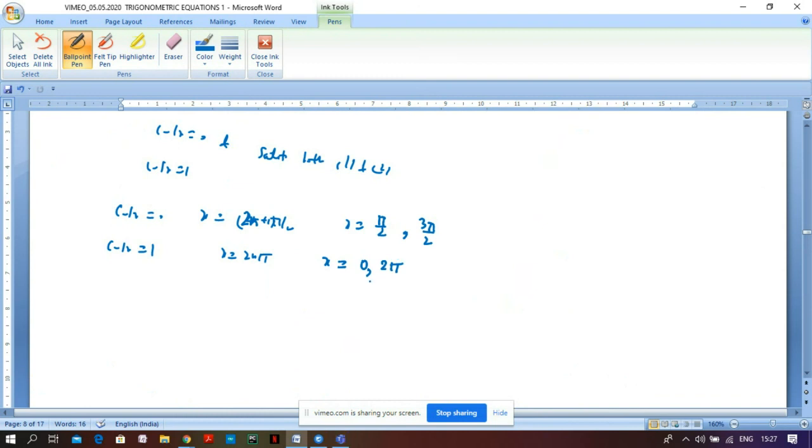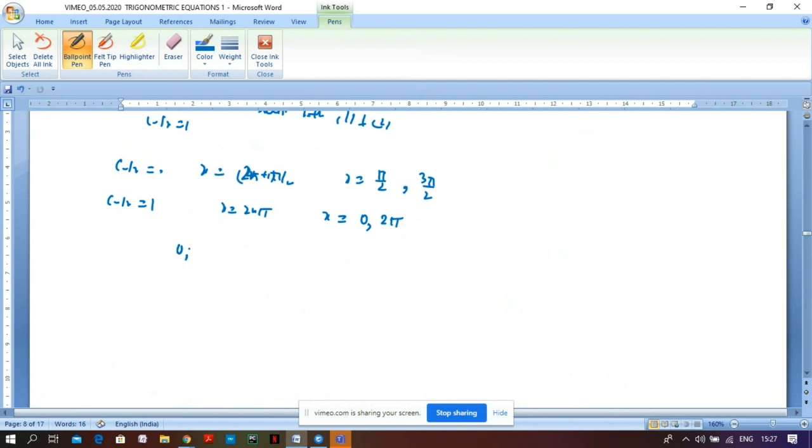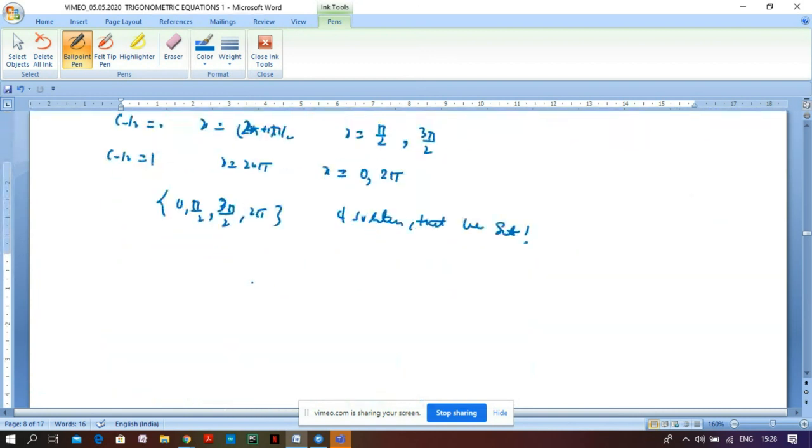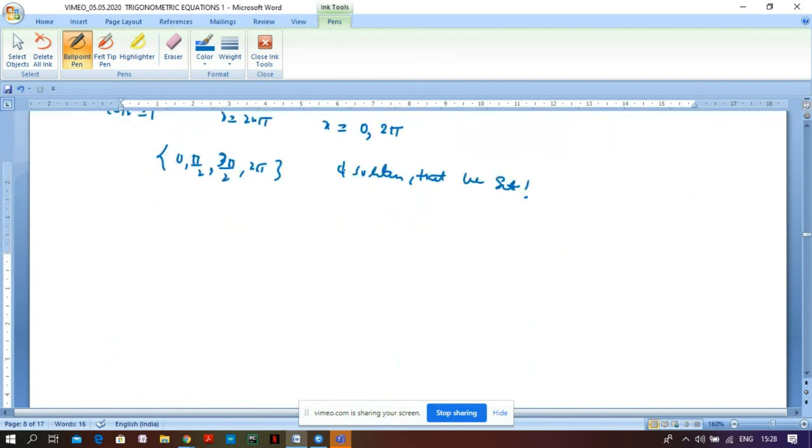So it means in this case you are finding that it has got solutions 0, pi over 2, 3 pi over 2, and 2 pi. These are the 4 solutions that we get. We could also have done it using sin square x equal to 1 and cos square x equal to 0. I could have solved 2 and then satisfied 1. So either of them will work.